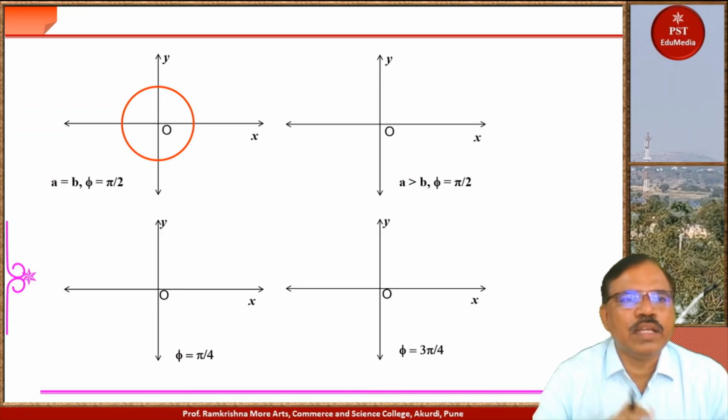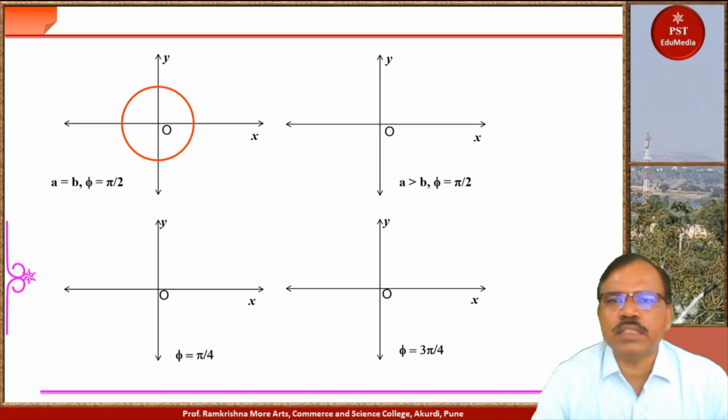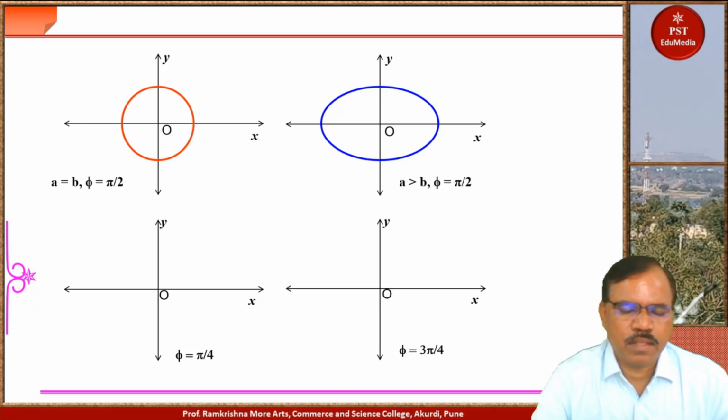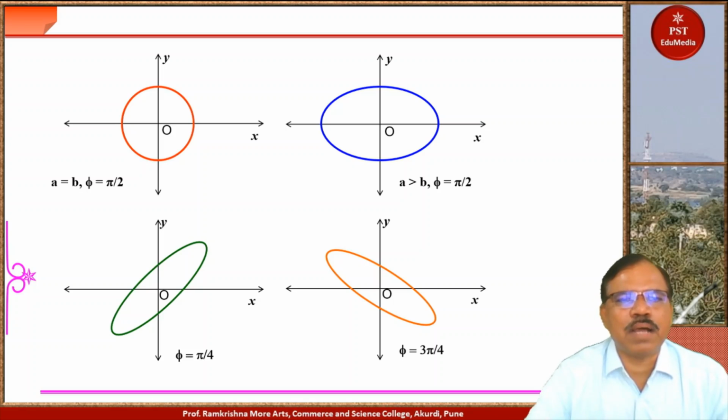So here you will get a circle when phi is pi by 2 and a is equal to b. But if a is not equal to b, and suppose a is greater than b and phi is pi by 2, you will get an elliptical path. If phi is 3 pi by 4, you will get a path like this. If phi is pi by 4, you will get a path like this.